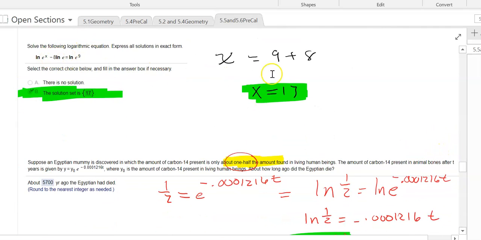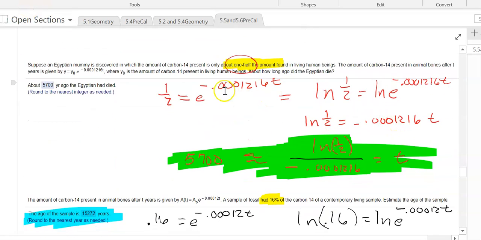I am dividing here, therefore. And this one we can kind of look at here. Natural log of e to the x is x. Here, this is 8, and natural log of e to the ninth is 9, so it becomes very simple. Then here we're looking at the half-life of mummies. And so here is the setup here.